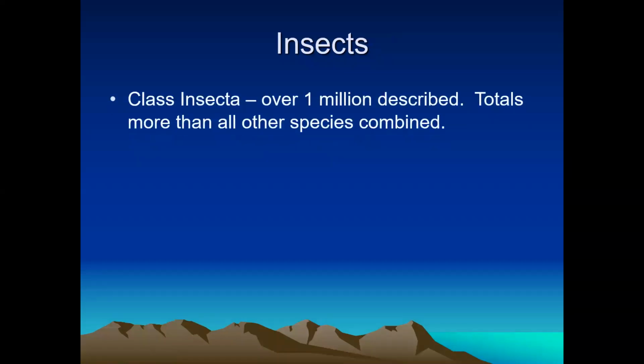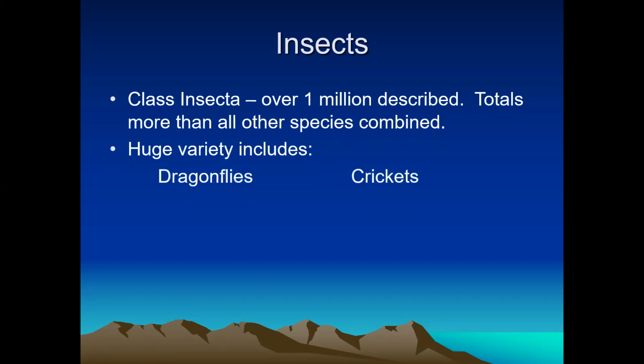I won't ask you any of those questions, obviously, because we're not doing that. But I do have the pictures up there so you can look at them. You can see for yourself that there are quite a few similarities, and that it's the similar structures adapted for slightly different locations. So class Insecta has over a million described species, totaling more than all other species combined.